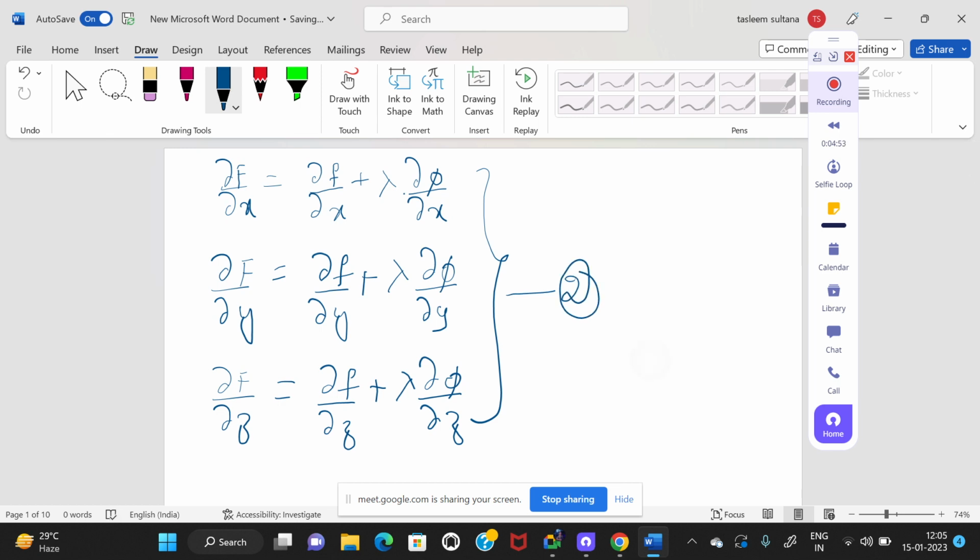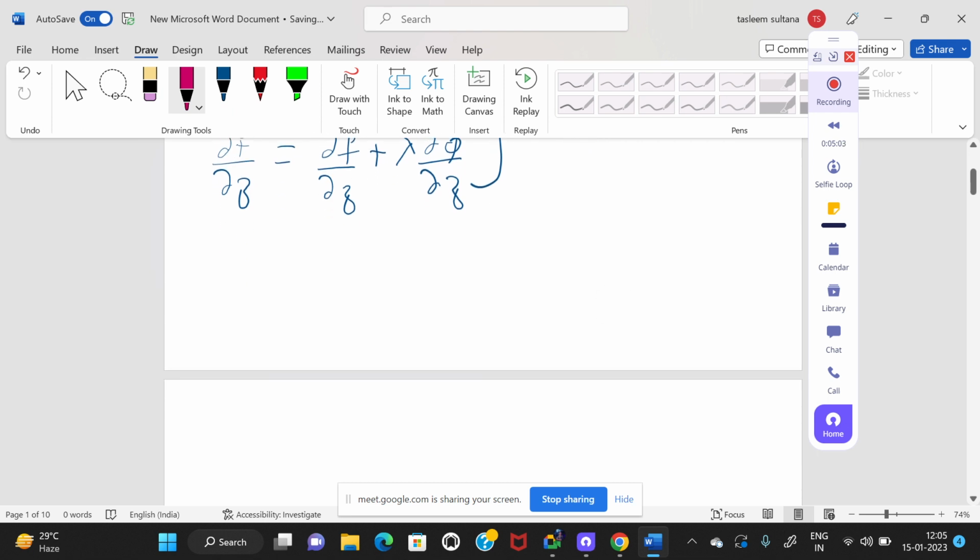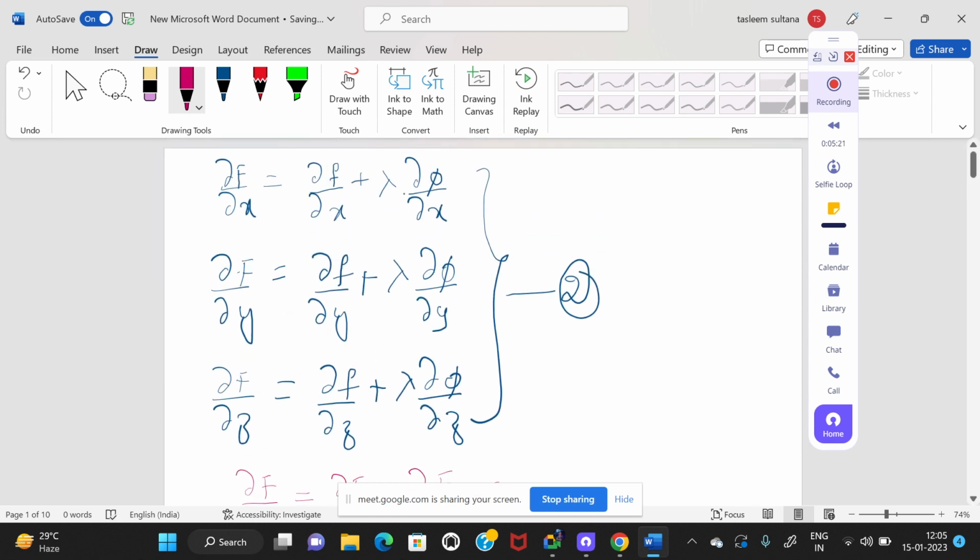Later, you're going to substitute all these values equal to 0. You're going to substitute according to the theory. You're going to equate your dou F by dou x, dou F by dou y, and dou F by dou z equal to 0.